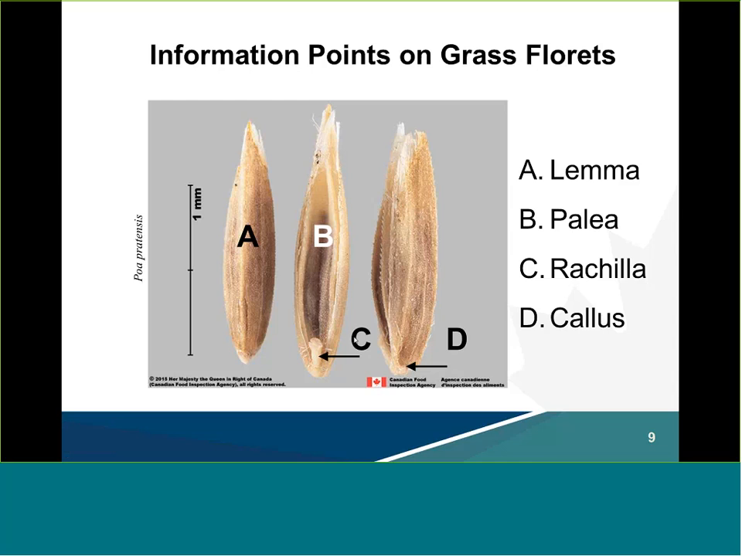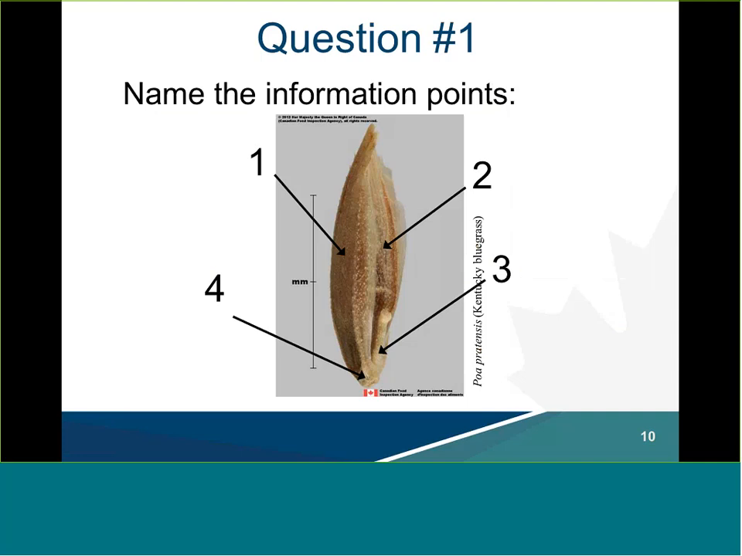Genus I'm looking at, or distinguish the species within that. So, time for the first quiz. Let's test our memory of the names of these information points on other grass florets. Within the Poaceae, I'm not going to throw curveballs at you folks. So let's take a look at this first one.